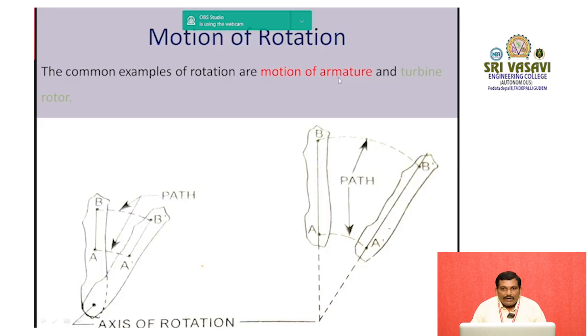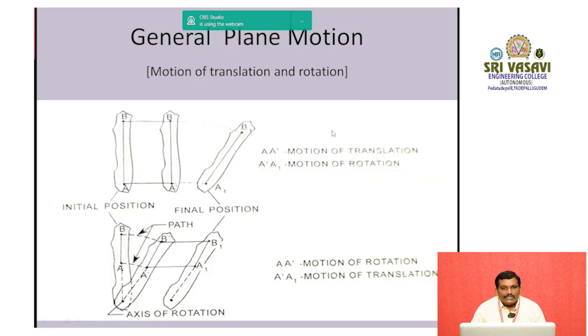Common examples of motion of rotation are the motion of an armature and a turbine rotor. Next, general plane motion. It is the combination of translation and rotation. A common example of general plane motion is the motion of a roller without slipping.